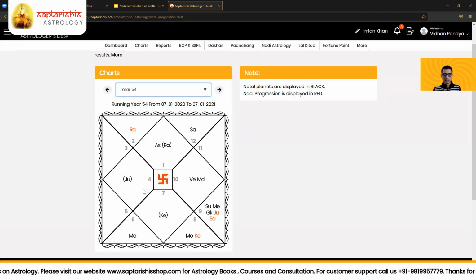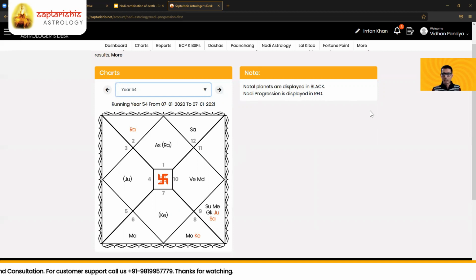So here we can see that Sun, Jupiter and Moon are all connected with the progress Sun, progress Saturn and Ketu. In that way, these three malefic planets, Saturn, Rahu and Ketu, are impacting the life-giving planets, which are Sun, Moon and Jupiter. And then death comes to this native, Irrfan Khan. So this is how we can use Nadi astrology tools and techniques to time death even when the birth details are not known.